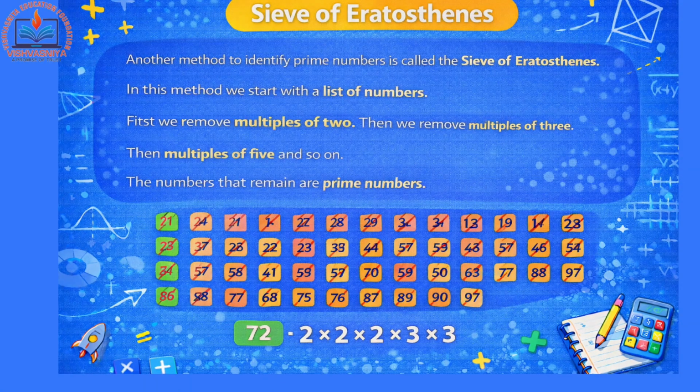Another method to identify prime numbers is called the sieve of Eratosthenes. In this method we start with a list of numbers. First we remove multiples of 2. Then we remove multiples of 3. Then multiples of 5 and so on. The numbers that remain are prime numbers.